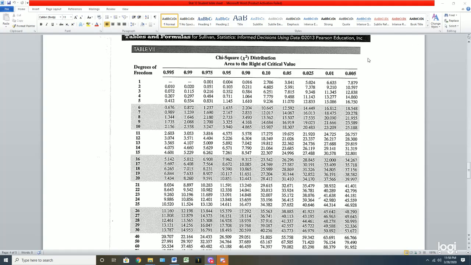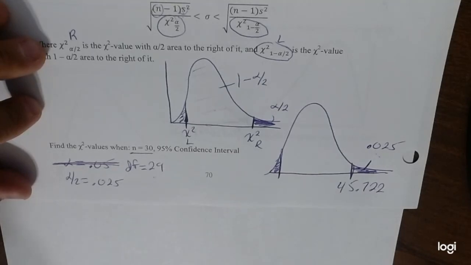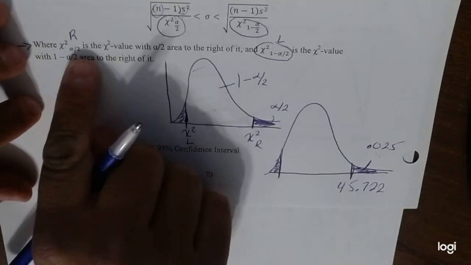So 0.025 is over here. Degree of freedom of 29 gives us all the way down here, and it should be 45.722 as the chi-squared value. Okay. And there we go. Now we only found the rightmost one. That's the alpha over 2.